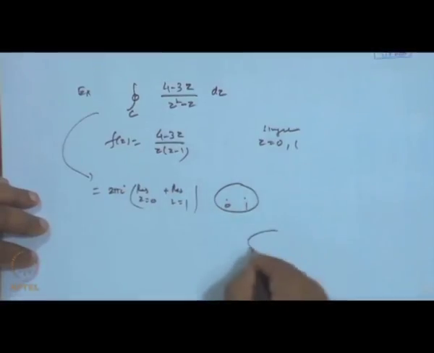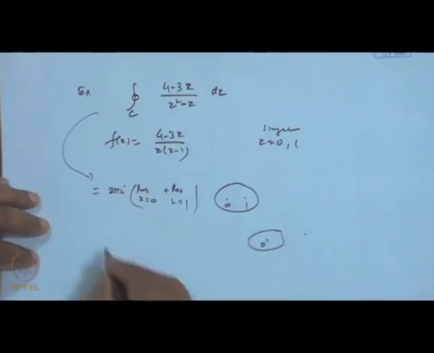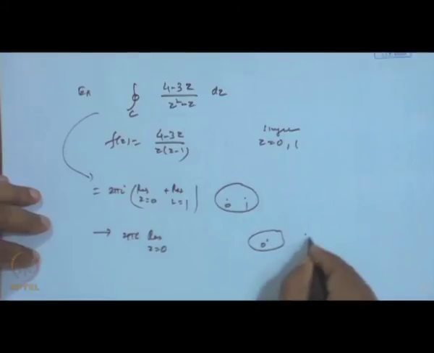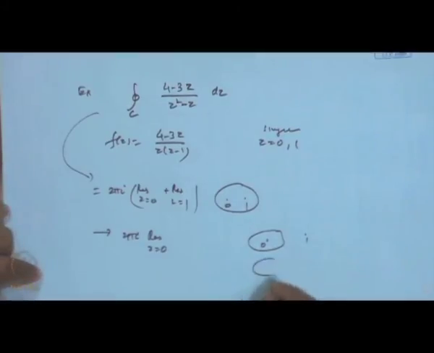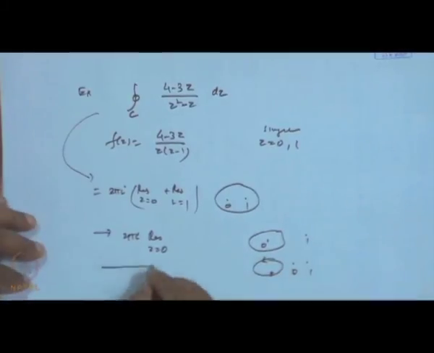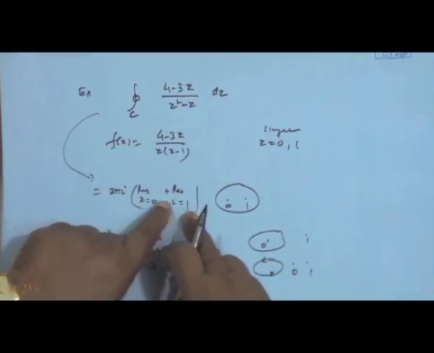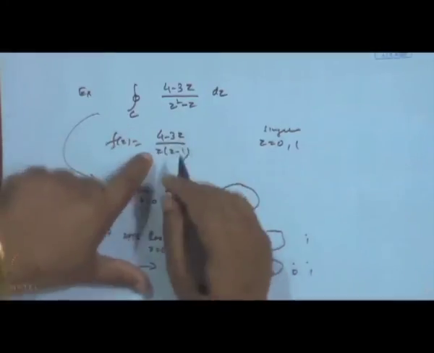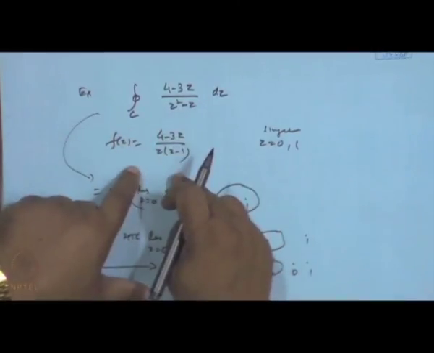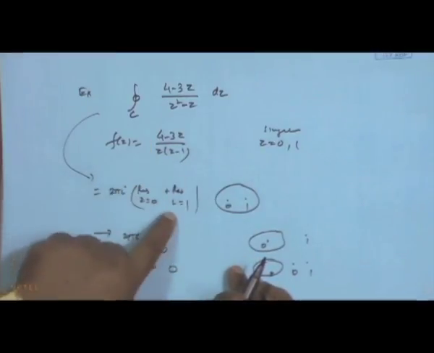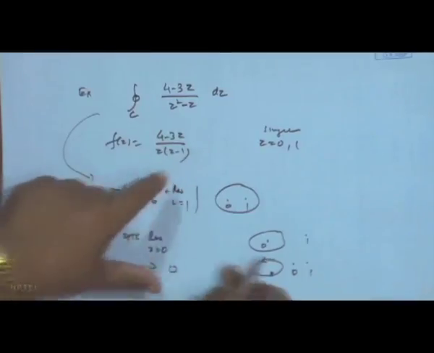If it encloses only one point and the other is outside, then the value will be equal to 2 pi i times the residue at that point, z equal to 0, say. And in the third case, if both the points 0 and 1 are outside, then the integral along this curve will be 0, because the function becomes analytic. So the only thing is to compute the residues at 0 and 1. For the residue at 0, multiply by z and take the limit as z tends to 0. For the residue at 1, multiply by z minus 1 and take the limit as z tends to 1, and you get the residue there.